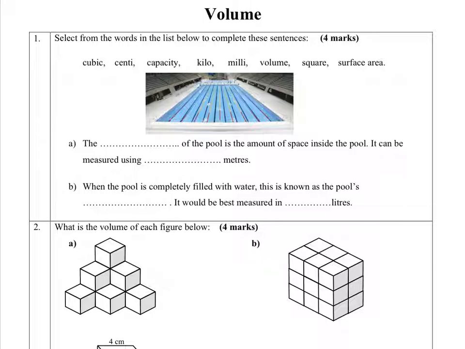Volume. Okay, the amount of space in the pool is obviously the volume of the pool. It is measured in meters cubed or cubic meters. When it's filled, that is its capacity, and is best measured in kilolitres, because milli is too small.